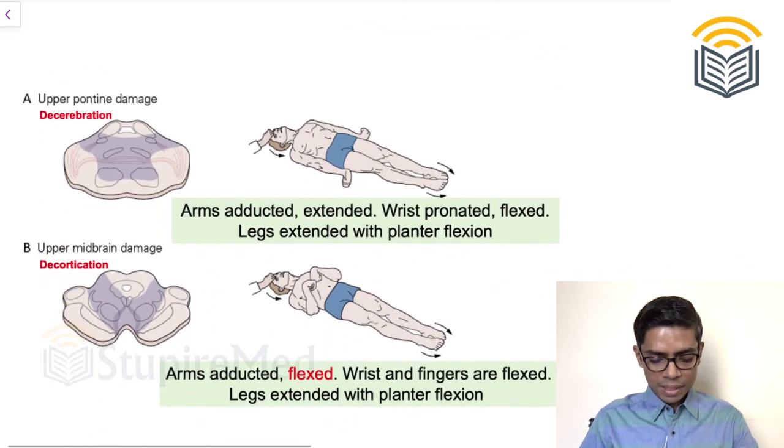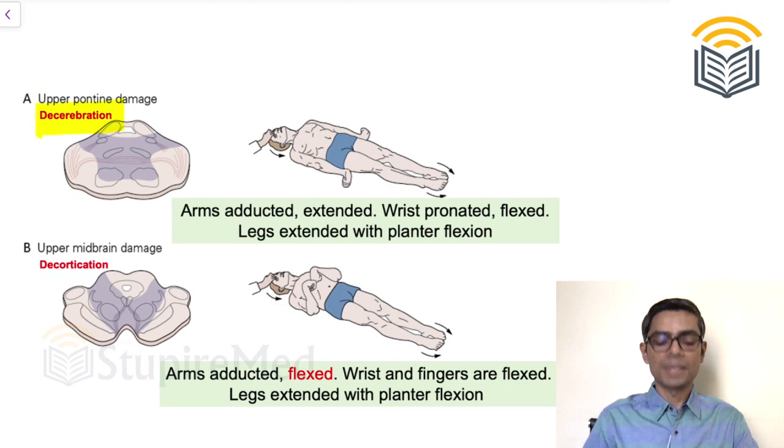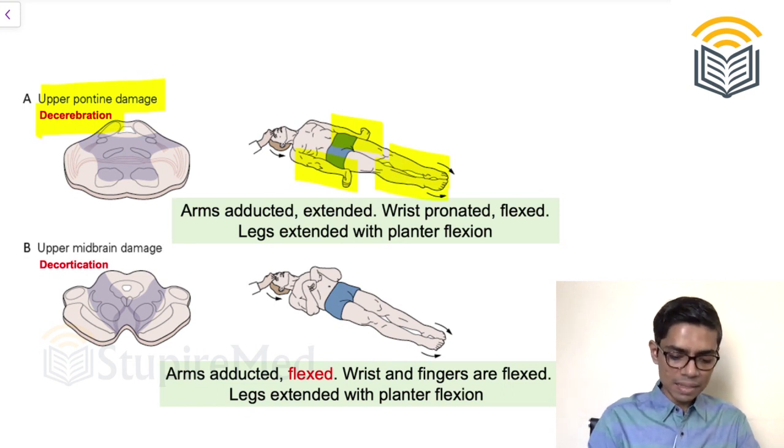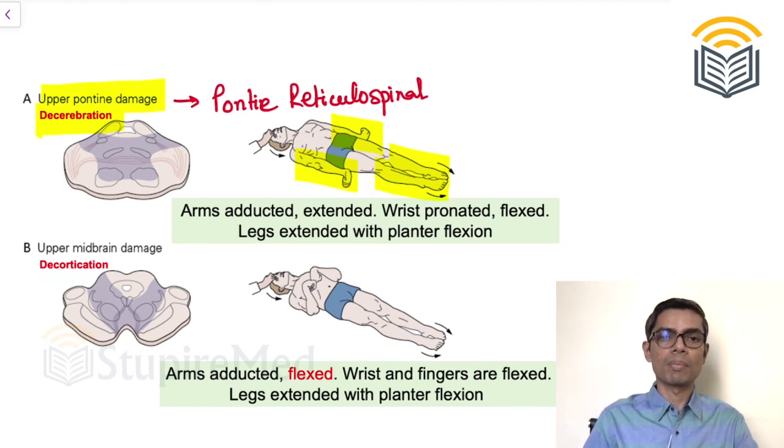All of you know that in case of decerebrate rigidity, if there is damage to the upper pontine region, then all of the forelimb will remain in an extended posture, and this extended posture of the forelimb is due to the pontine reticulospinal tract, which causes contraction of all the extensor muscle groups in our body.